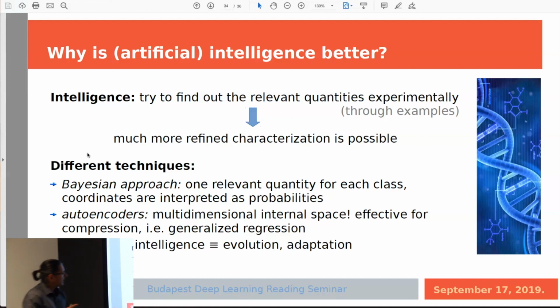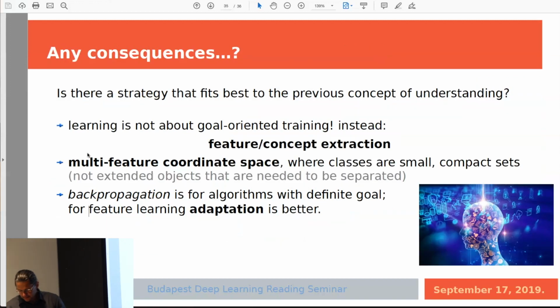But in the ecosystem, the evolution of the species can also be interpreted as intelligence, because somehow the species find the relevant coordinates of the environment. And in this case, besides evolution, there is another strategy, and this is adaptation, which I think can be very useful when one goes on to develop AI. And the final slide asks: are there any consequences of what I've told?